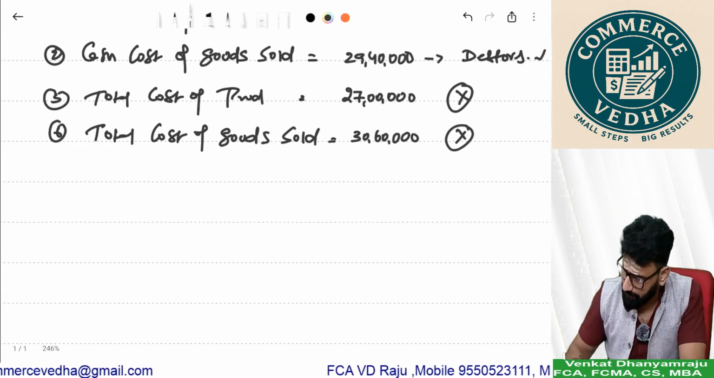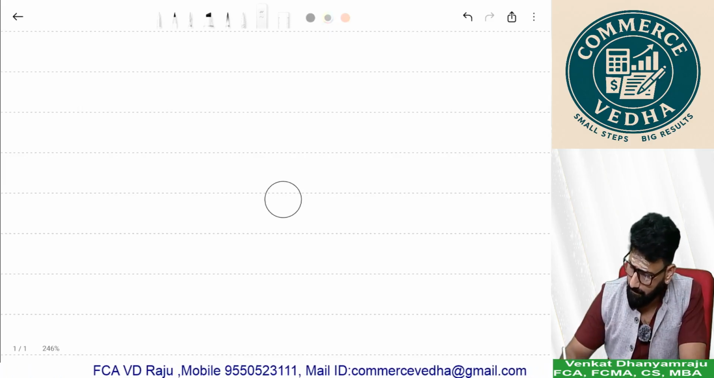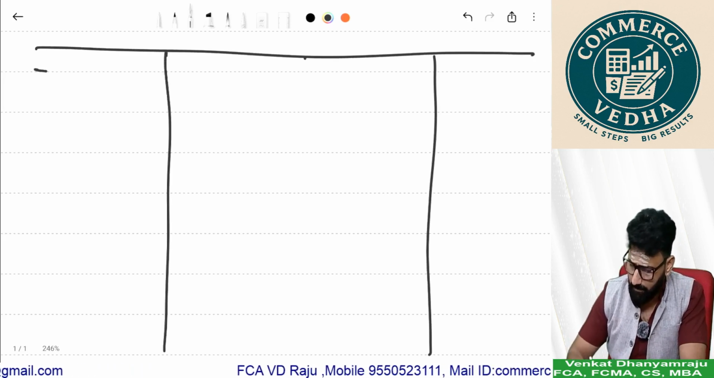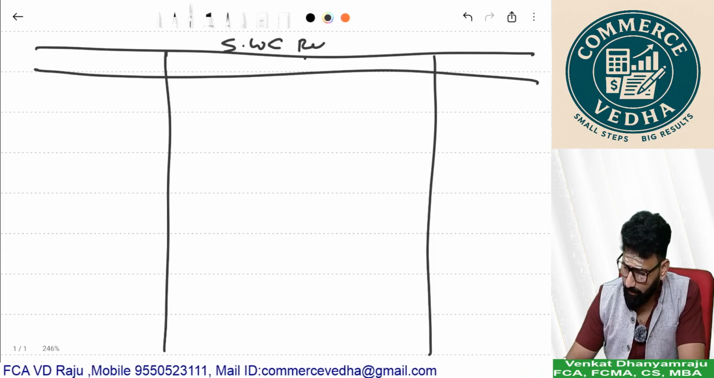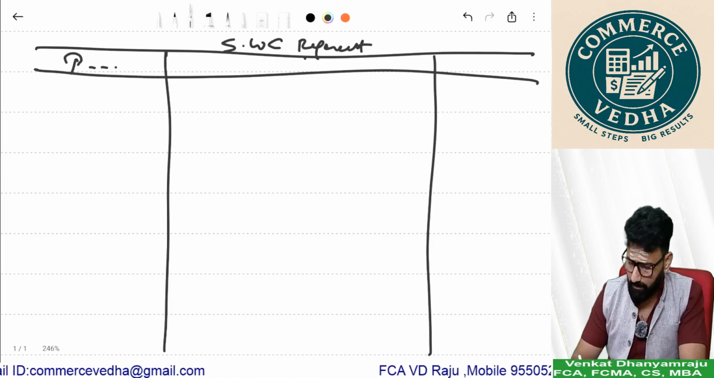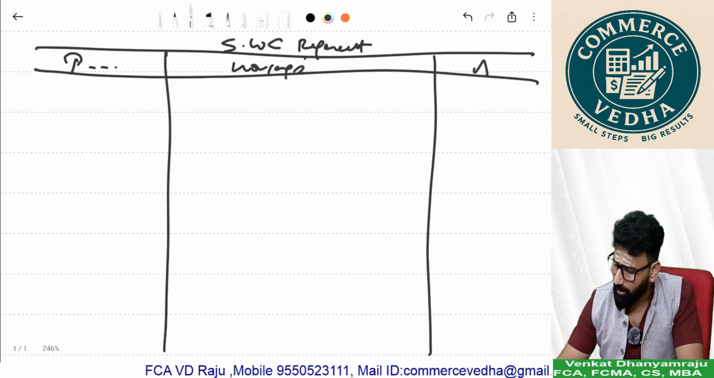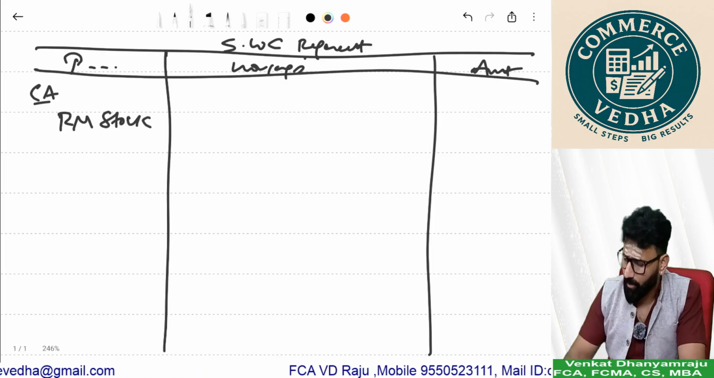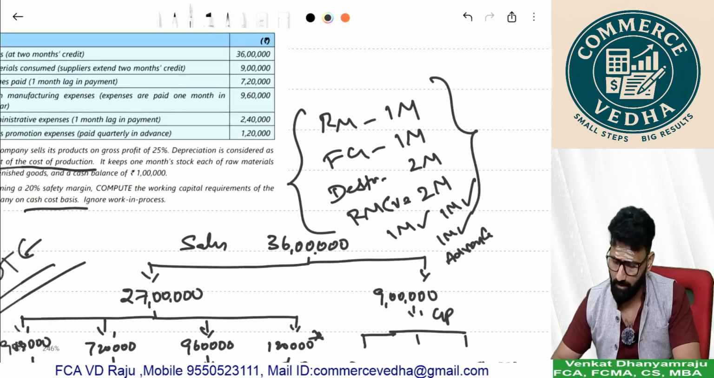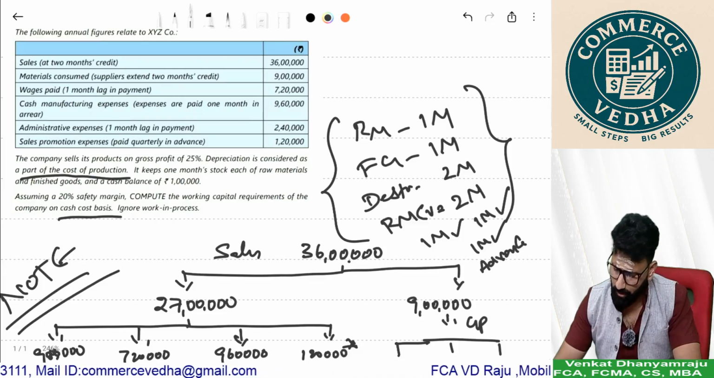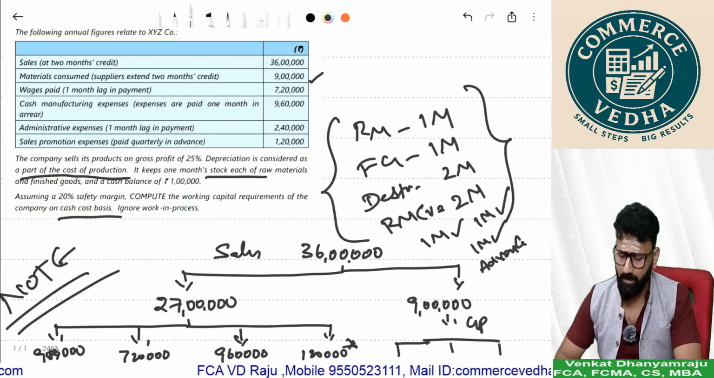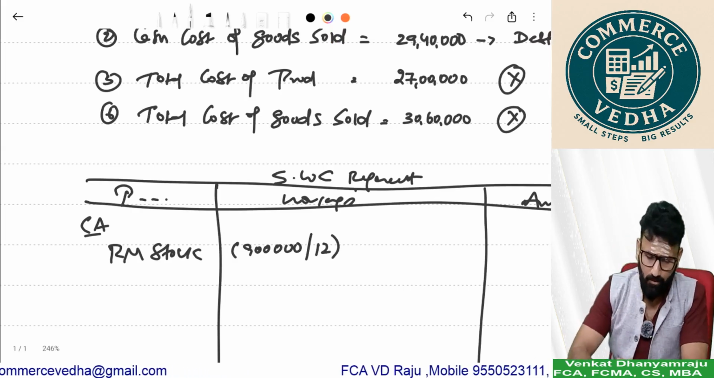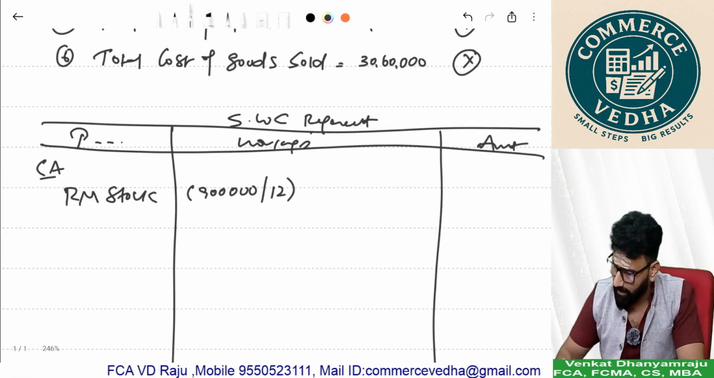Now I'll go and prepare the working capital statement. Statement of working capital requirement. This is particulars, this is workings, and this is amount. Be clear in this. Number one, current assets, raw material stock. What we discussed, it says raw material stock is 1 month. Yearly materials consumed is 9 lakhs and it keeps 1 month stock of raw materials. So 9 lakhs consumption by 12, raw material stock is 9 lakhs by 12, 75,000.